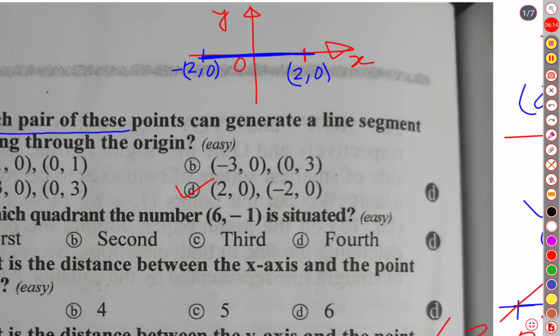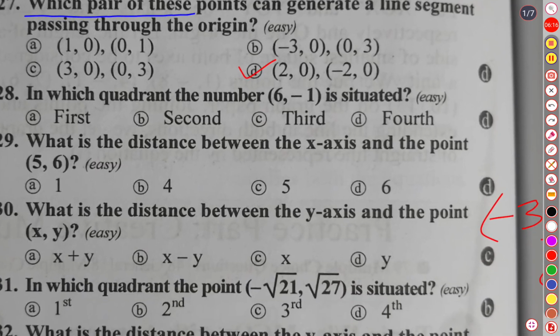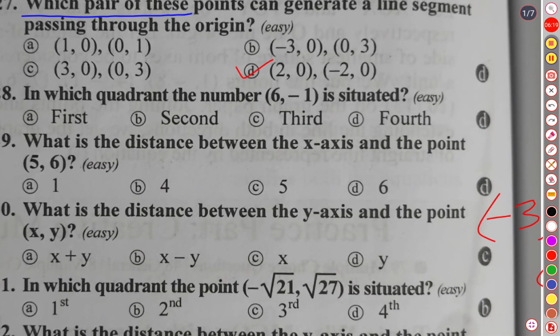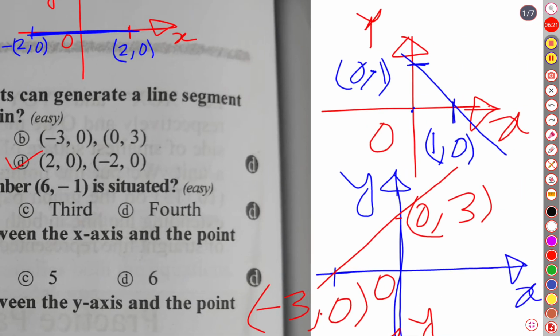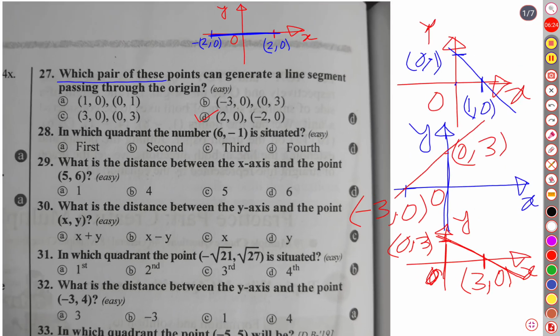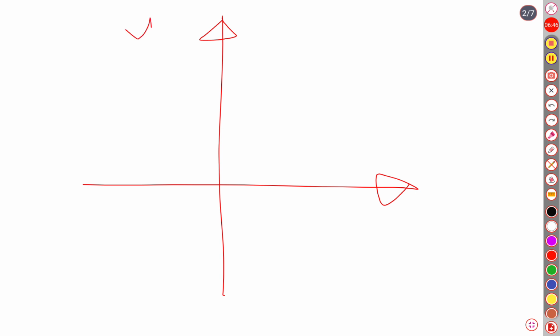The immediate next question says, in which quadrant is the point (6, -1) situated? For this, let me erase the unnecessary parts, or I can use a new page for this. Just remember, our point is (6, -1). Okay. So on the second page, suppose this is our x-axis and this is our y-axis. This is x and the origin is here.